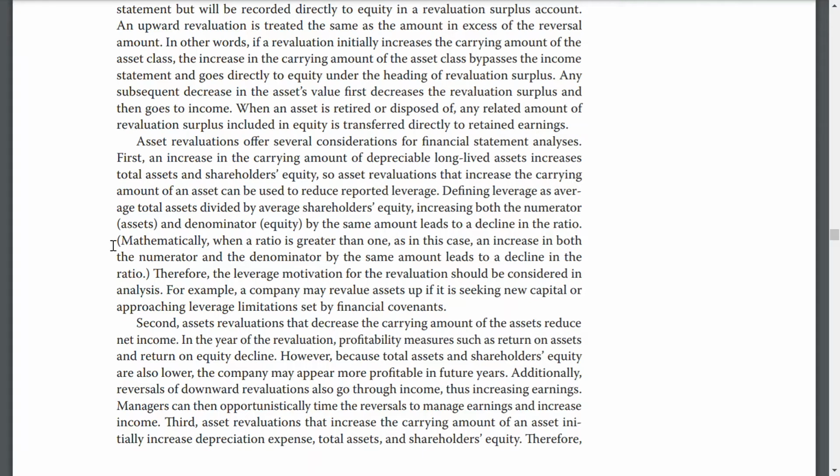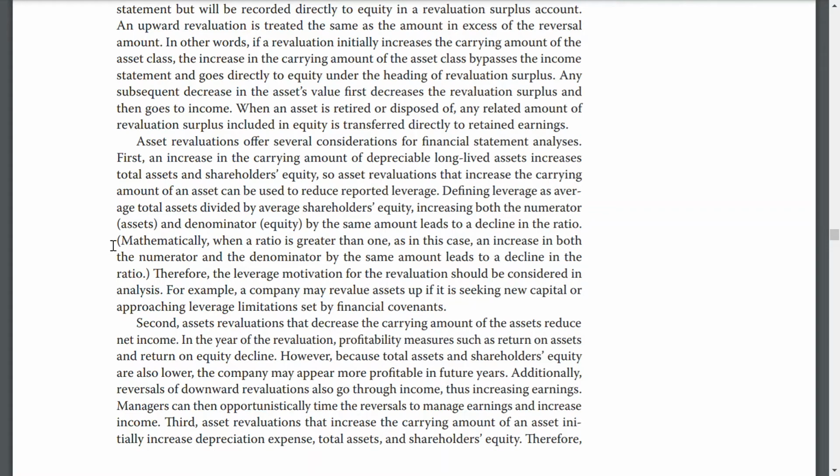Second, asset revaluation that decreases the carrying amount of the asset reduces net income. In the year of revaluation, profitability measures such as return on assets and return on equity decline. However, because total assets and shareholders' equity are also lower, the company may appear more profitable in future years. Additionally, reversal of a downward revaluation also goes through income, thus increasing earnings. Managers can then opportunistically time the reversal to manage earnings.